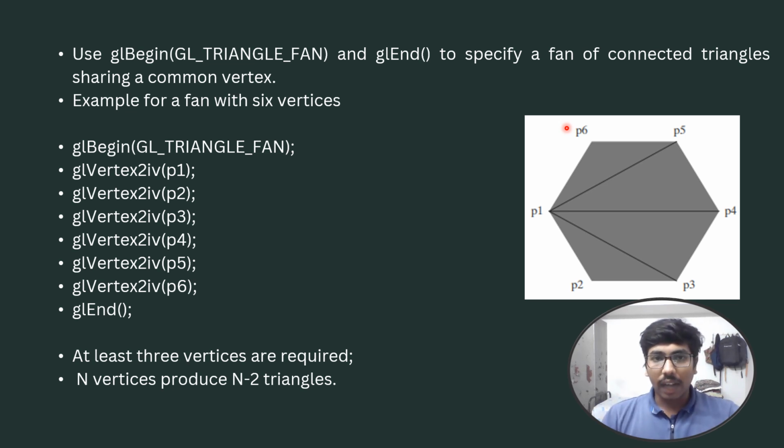Next we use glBegin with GL_TRIANGLE_FAN. This specifies triangles sharing a common vertex. Here the first point is P1, so every triangle created will share the same vertex, which is P1. Here also, if we give n vertices, we get n minus 2 triangles. It's the same as the previous one, but all the triangles share a common vertex, which is P1.